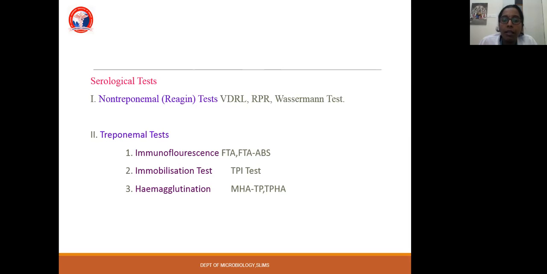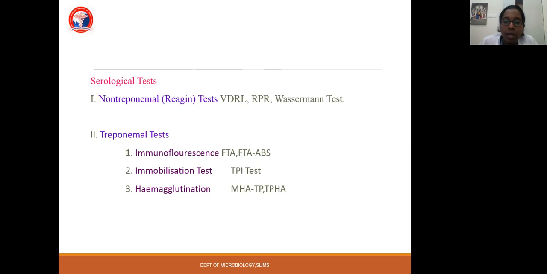That extract we have to add, and then we look for whether flocculation occurs or not. For this we look under the microscope for any flocculation. If it comes as positive, we do it in titers and report it as 1 in 4 or 1 in 8. It's a doubling dilution of the titers. So these are the titers which we do, and this we take from the patient serum.